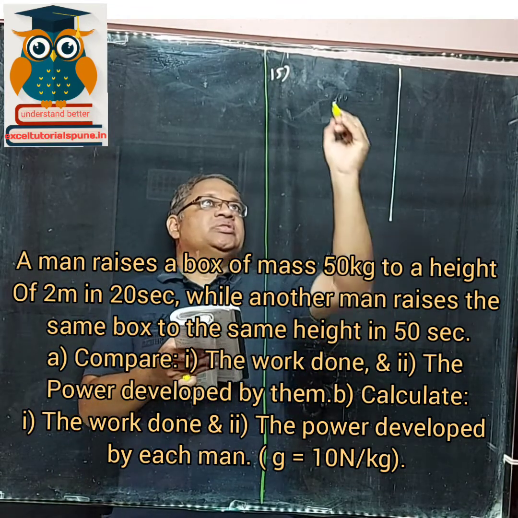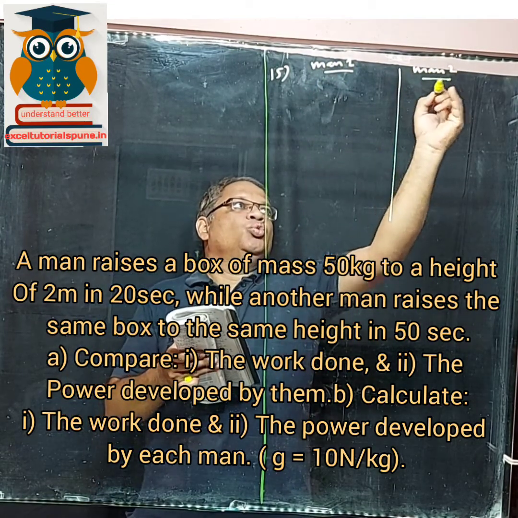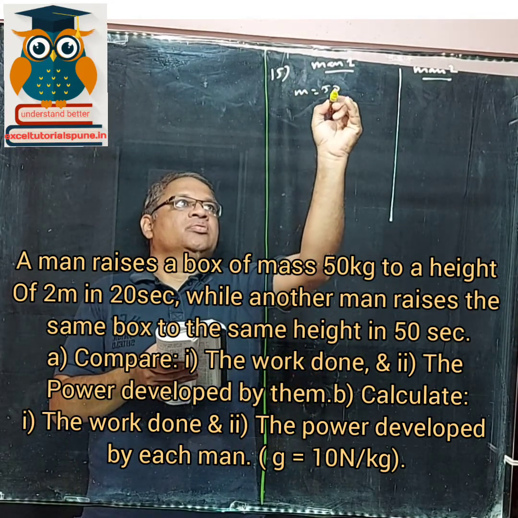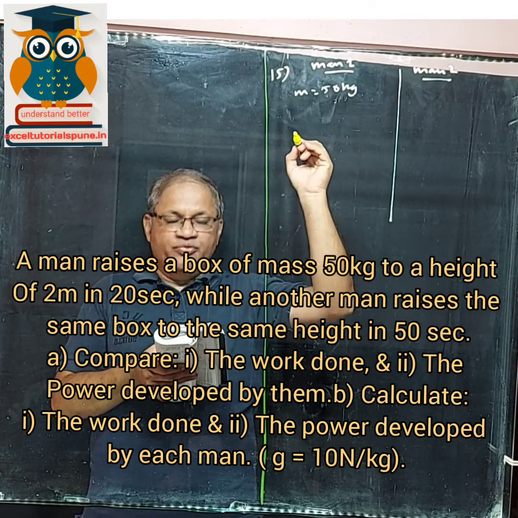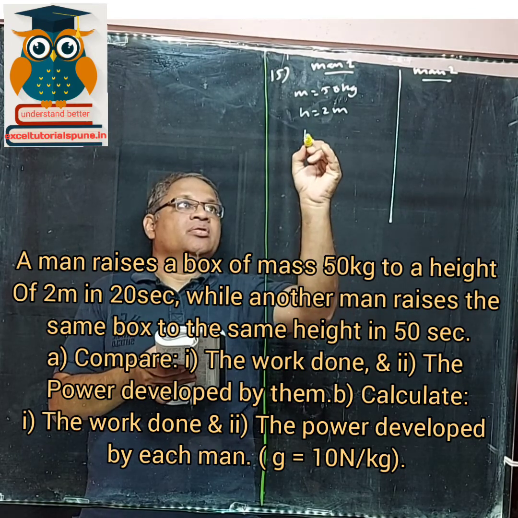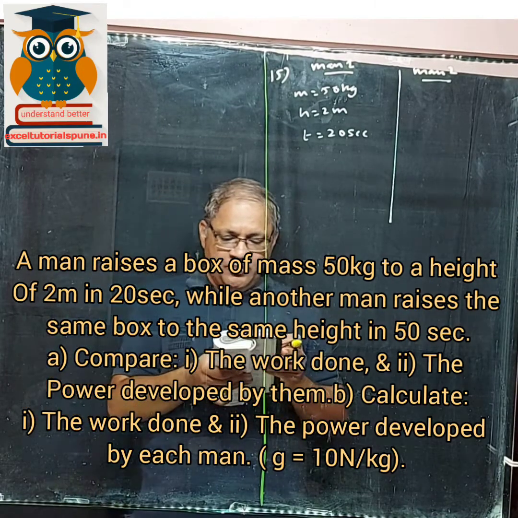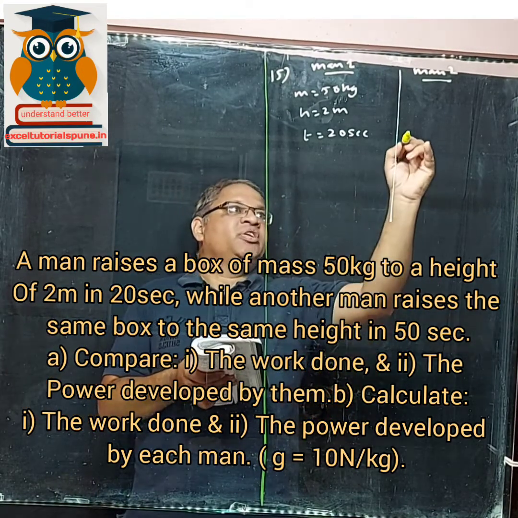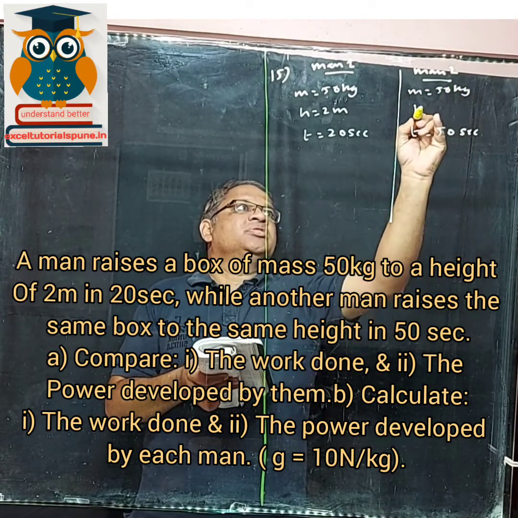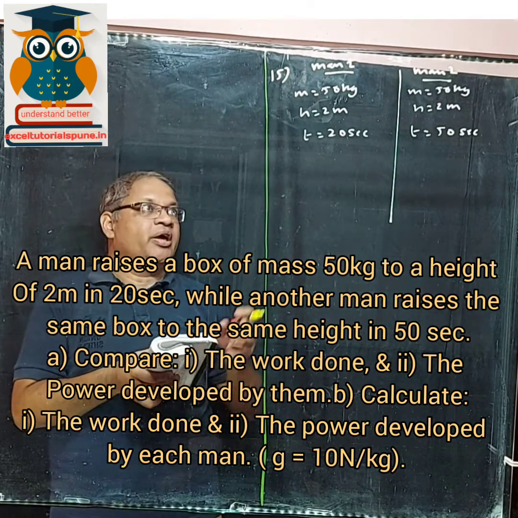So there are two persons, man 1, man 2. Now mass is 50 kg to a height of 2 meter. Time 20 seconds. While the another man raises the same box, same height, time is 50 seconds. So same mass, same height, time 50 seconds. Compare the work done and power developed by him.